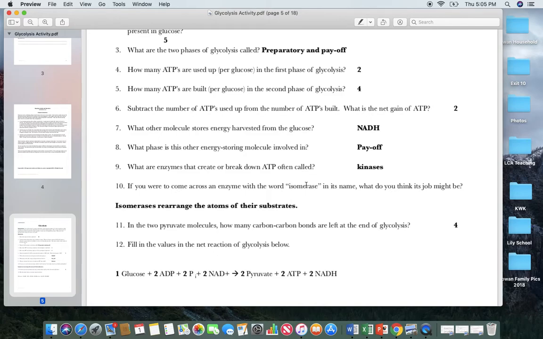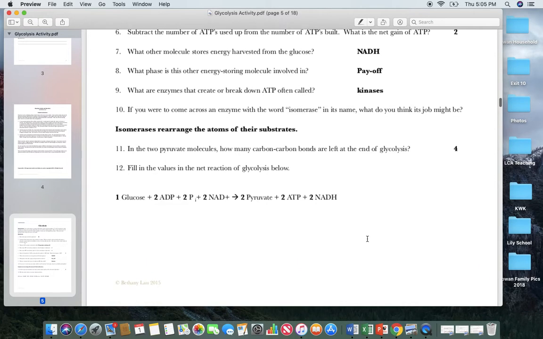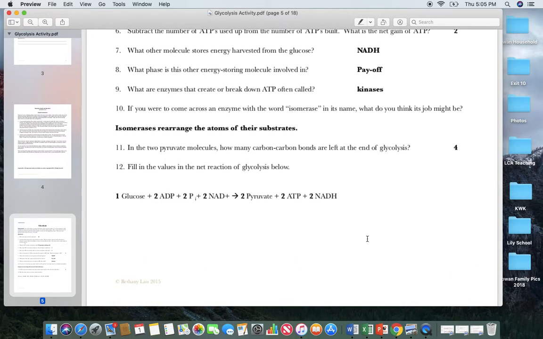What other molecule stores energy harvested from glucose? NADH. What phase is the other energy storing molecule involved in? The payoff stage. What are enzymes that create or break down ATP often called? Remember, kinases are the ones that add those phosphate groups. So the kinase.